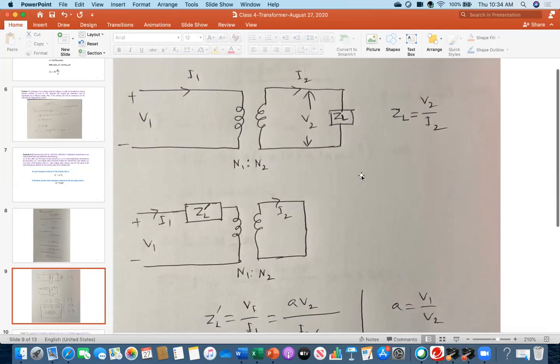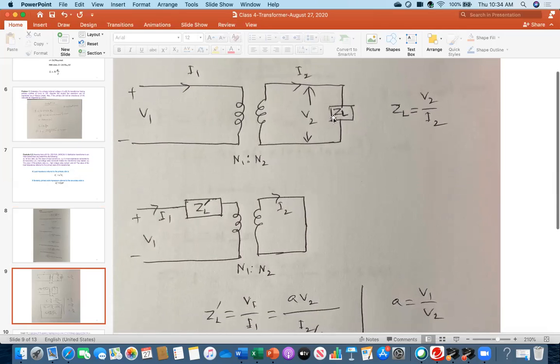Everybody look at this diagram, what I did. It was located here, ZL, but I have transferred it to the primary side. That's why I have given the name ZL prime. So at least you can understand that the ZL value will not be the same on this side, because it is related to the turn ratio. That's why it has a new name, ZL prime. And in the secondary side I don't have anything now. So this is my new circuit.